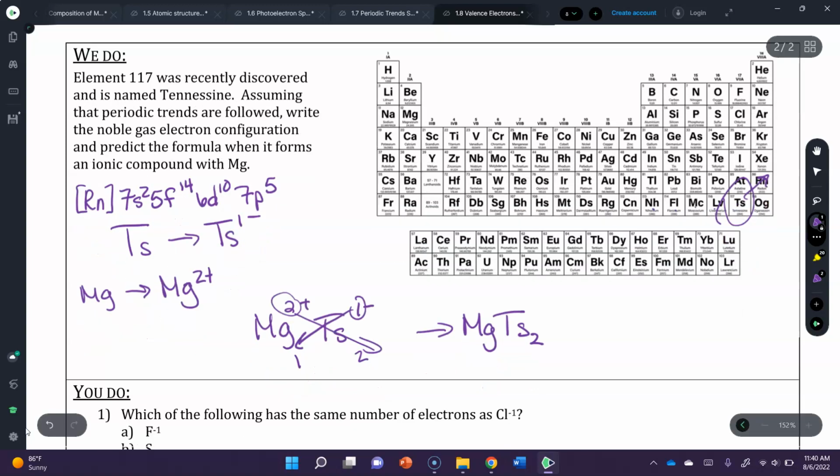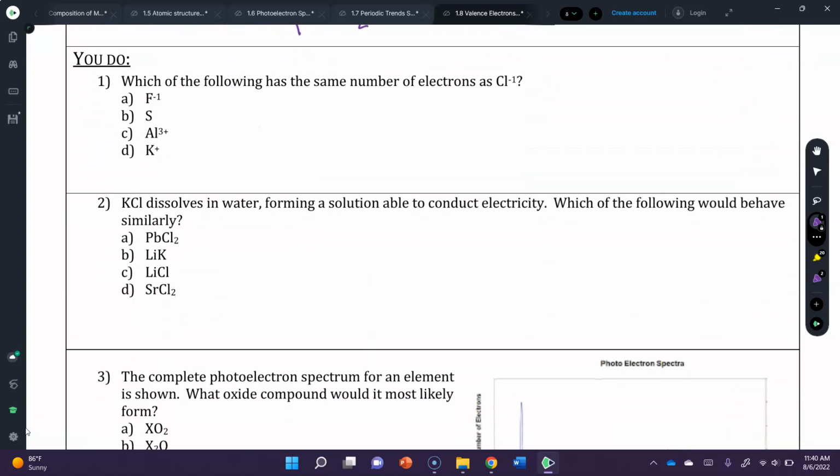Okay, the you-dos continue on. Using what we've learned prior, and the I do and the we do, complete these. You can check your answers in class.